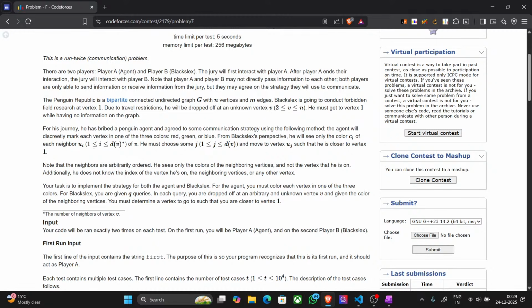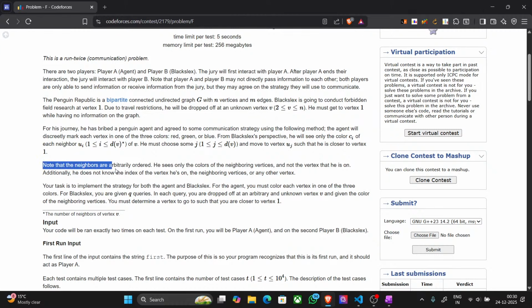And this is just saying that for each neighbor children that you are connecting on a particular node, he will only see the colors of all the children of any node U. He must choose some J. He will choose any child and move towards it, and he will only choose that child that makes the path to 1 the minimum, the closest.